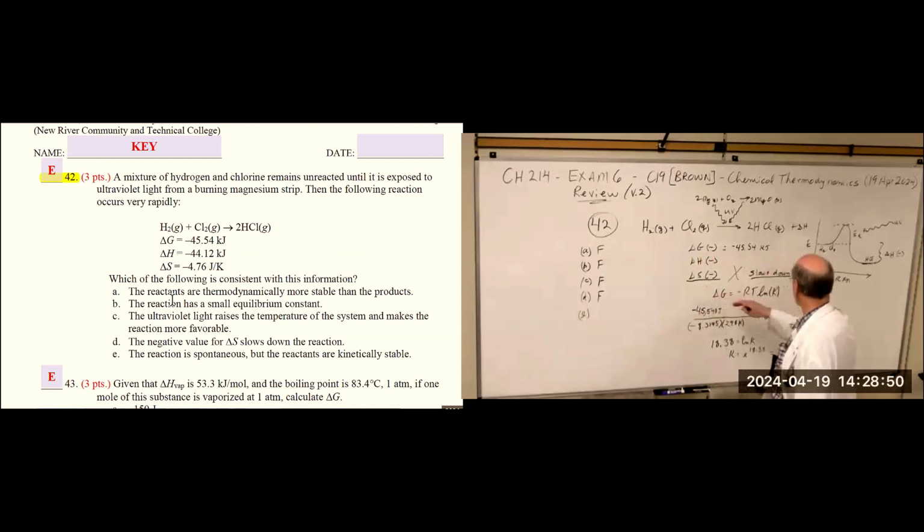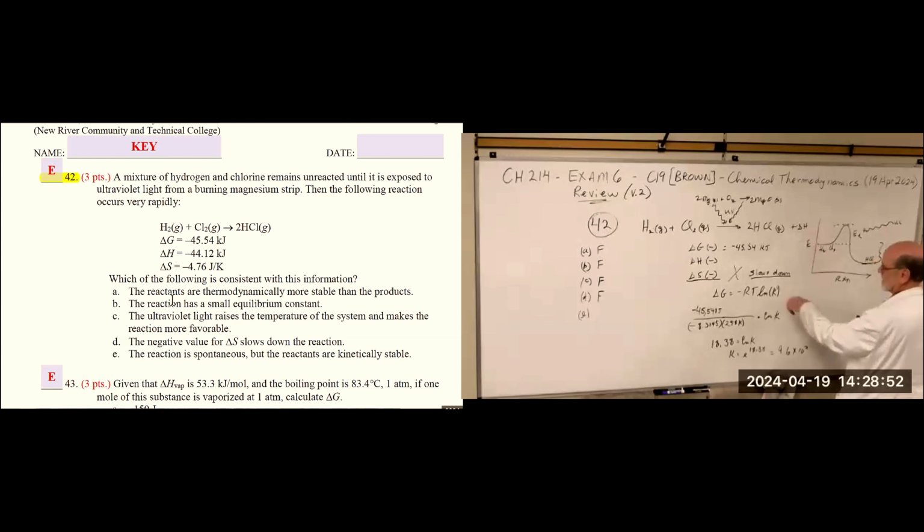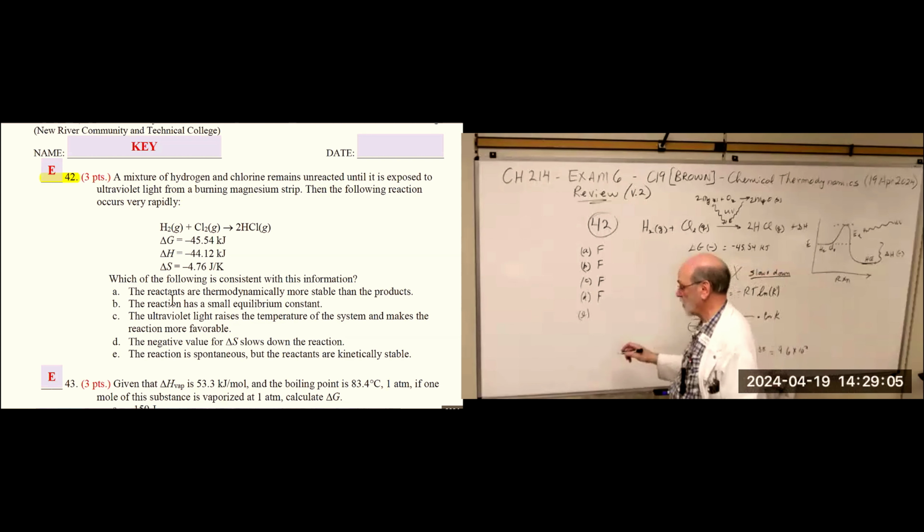This one talks about that. This term in there talks about this. That's the kinetics, but activation. Yes, kinetics, activation energy. So by process of elimination, E should be correct.